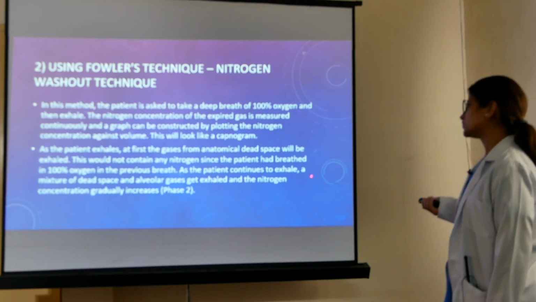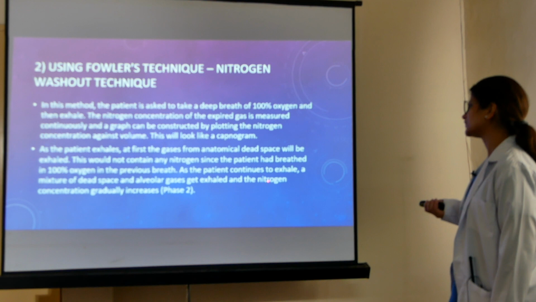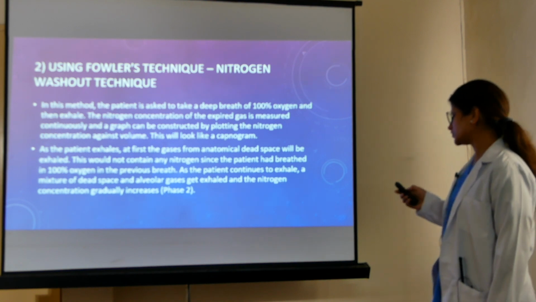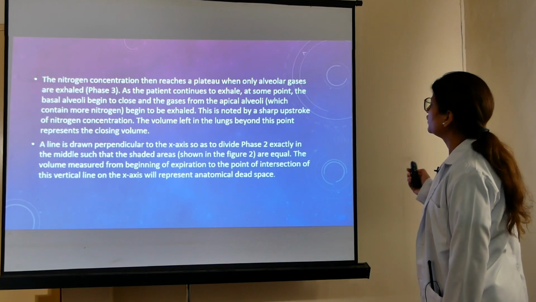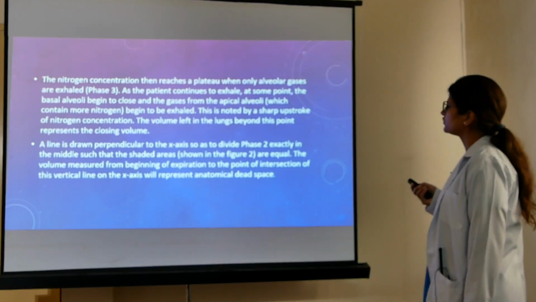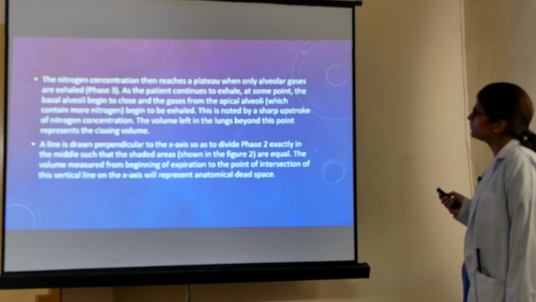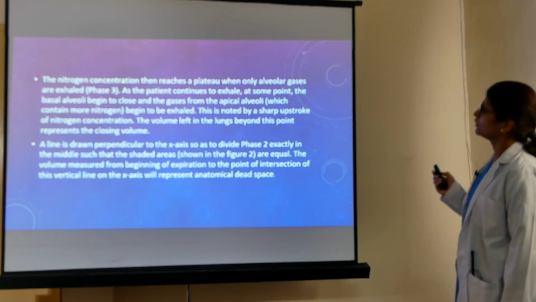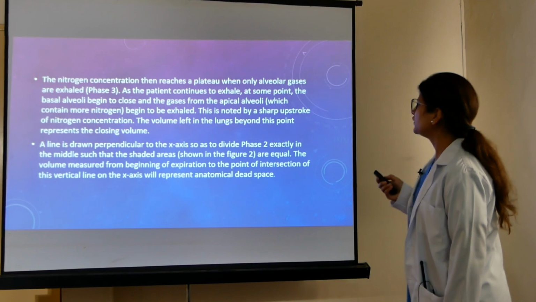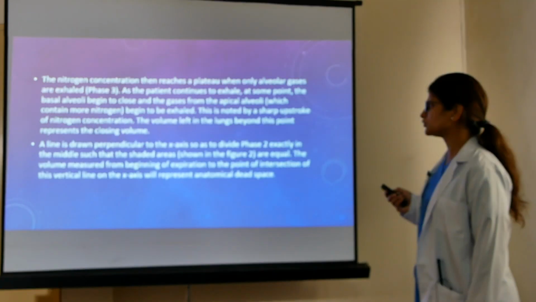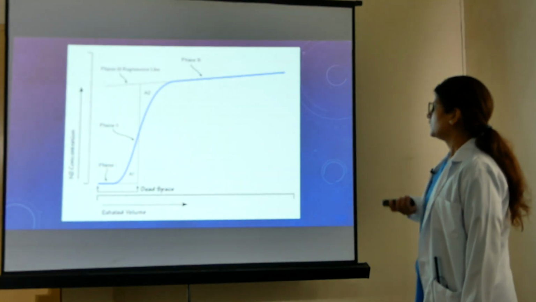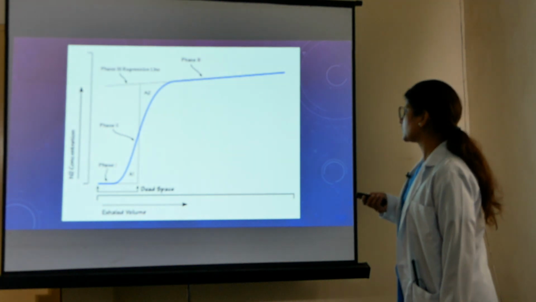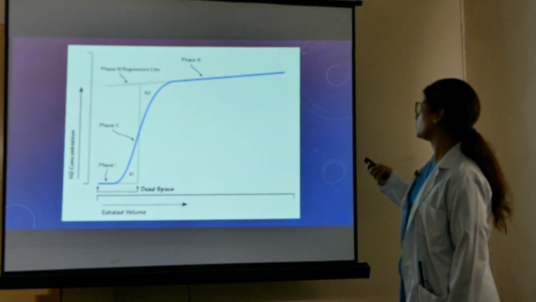As the patient continues to exhale, a mixture of dead space and alveolar gas is exhaled and the nitrogen concentration gradually increases in phase 2. In phase 3, it reaches a plateau where alveolar gases are exhaled. As the patient continues to exhale, some basal alveoli begin to collapse and the gases from apical alveoli, which contain more nitrogen, begin to be exhaled. This is noted by a sharp upstroke of nitrogen concentration. A line is drawn perpendicular to the x-axis. So we have seen this graph: this is phase 1, there is a sudden upstroke in phase 2 and then there is a plateau phase in phase 3.